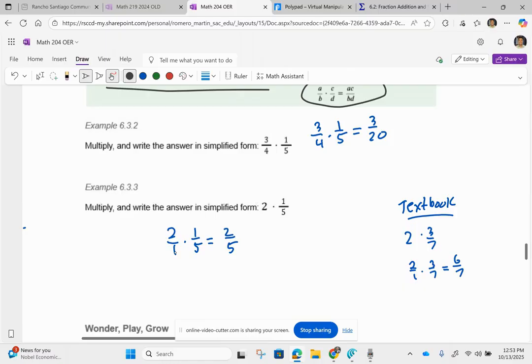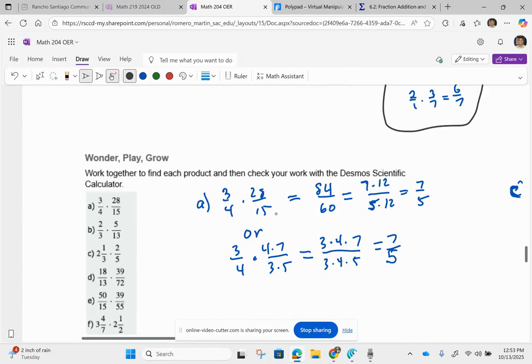2 times 1/5 is 2 over 1 times 1 over 5, which is 2/5. I think in the old version of the textbook, I have a 2/3 times 3/7. So something to keep in mind. But again, this is what inspires our rule: top times top, bottom times bottom. So keep that in mind as we get through that and do multiply.